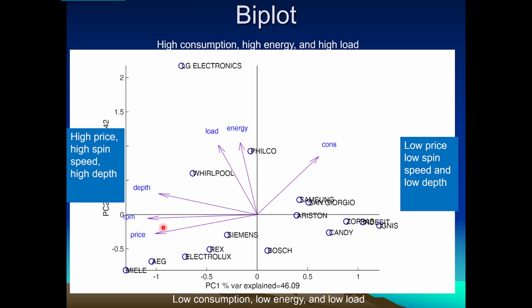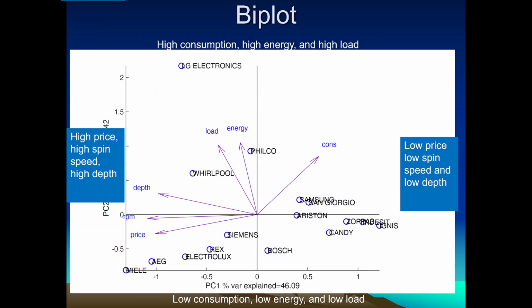But price and energy were not correlated. Therefore, the two vectors must have an angle which is close to 90 degrees. But now you can see all the angles. Price, for example, price and consumption. Price and consumption, well, negative correlation. Then here price, therefore these are the expensive washing machines. They're in the direction of high price. Right.